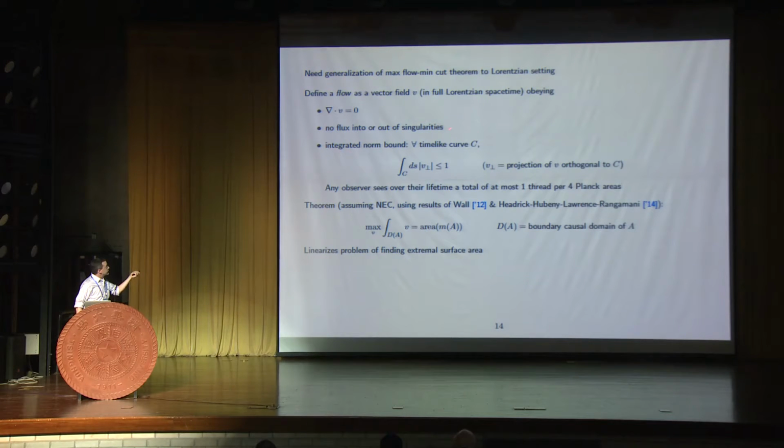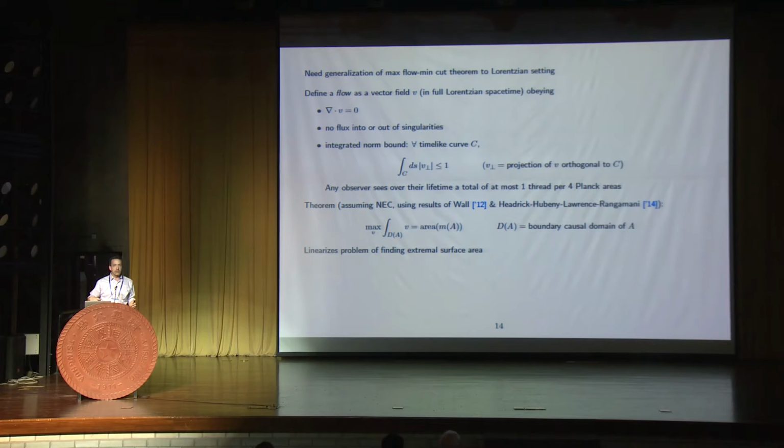So again, we have a vector field now in the full Lorentzian spacetime, again, divergenceless. We have to add this rule because there might be like a black hole singularity in our spacetime. The flux is not allowed to go in or out of the singularity, so those are not considered boundaries the way the conformal boundary of the spacetime is considered, where the flux obviously can enter and leave.